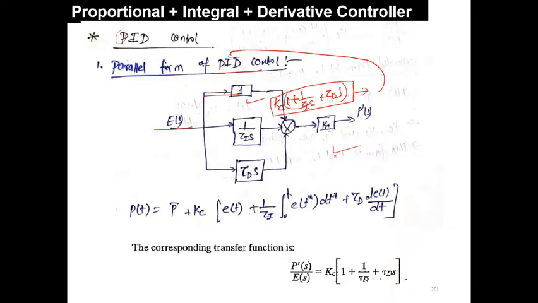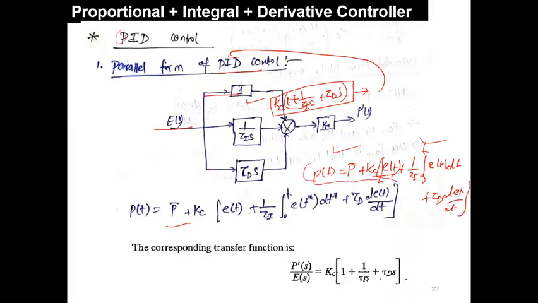So how is it represented? It is represented like this: P(t) equals P bar plus Kc e(t). Here the proportional control is completed. Now come to the integral controller: 1 upon tau I integral from 0 to t of e(t) dt, right? And then the integral control is completed. Now come to the tau D, and that is de/dt. So this is the derivative controller. This is one form of the proportional integral derivative controller, and the corresponding transfer function, when you find P dash upon E s, becomes like this.